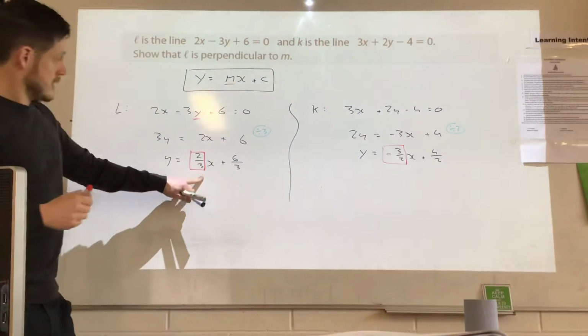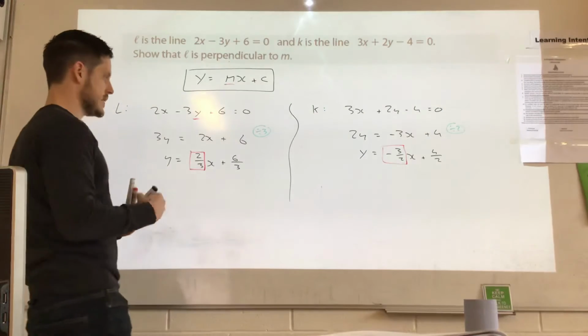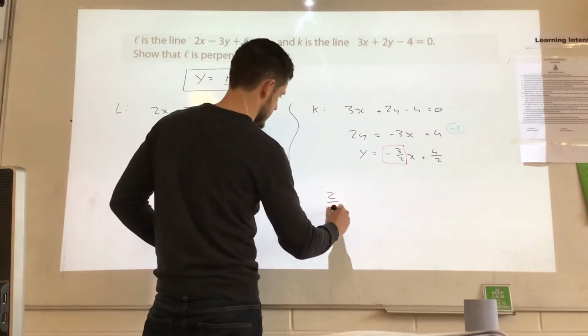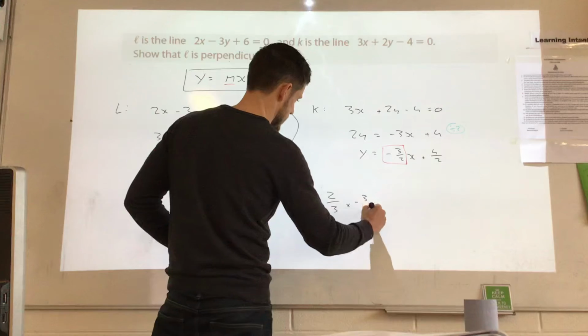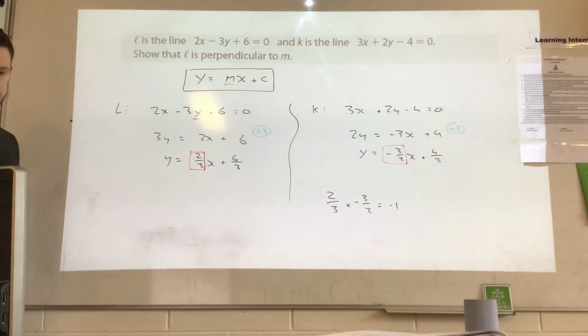Look, that is the inverse of that. I've flipped it over and I've changed signs. So that means they're perpendicular. So 2 over 3 multiplied by minus 3 over 2, put into the calculator, gives me minus 1. So the two lines are perpendicular, and we've just proved it.